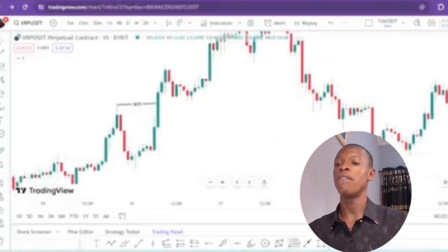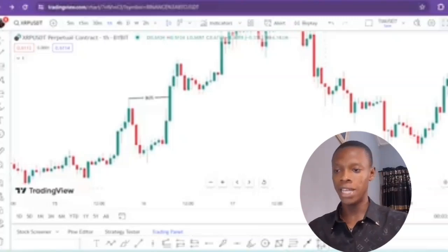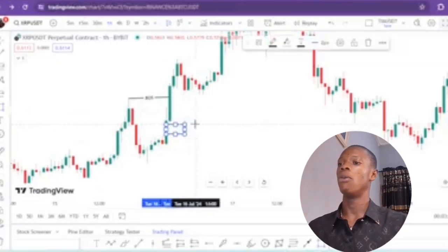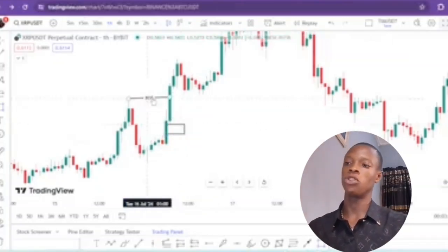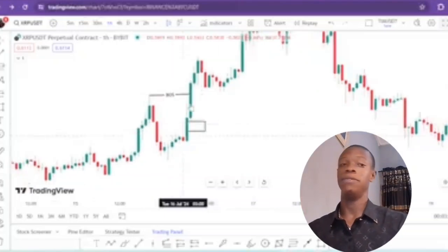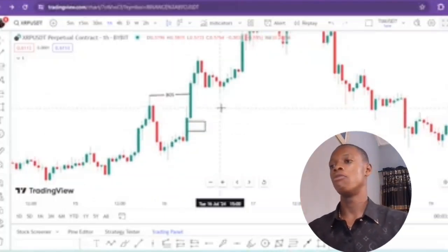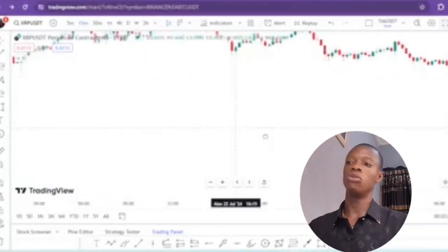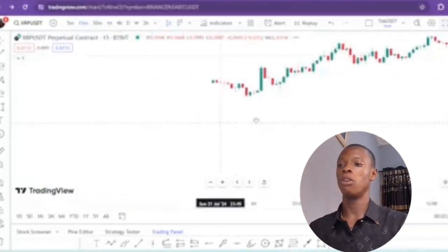Then you need to spot a fair value gap in between the movements, right? So here in the movement, there is a fair value gap right here. So we have our break of structure, our fair value gap. Then this movement is valid. So as you see this movement, then you head on to a 15-minute time frame. So you just mark out your fair value gap, your break of structure.